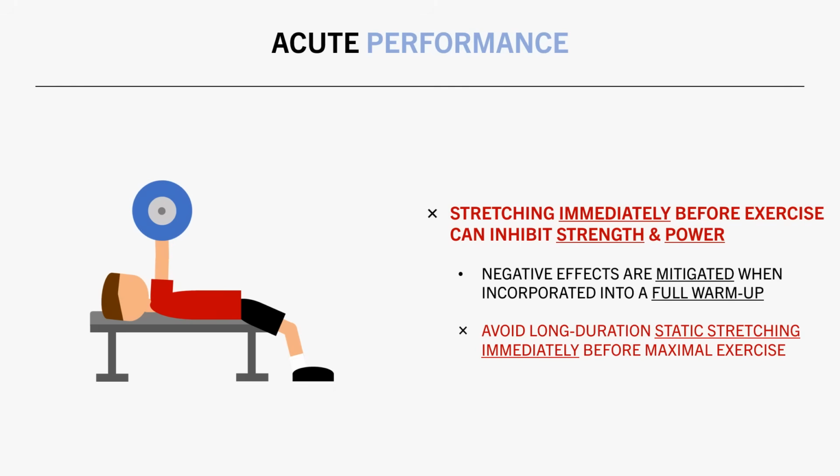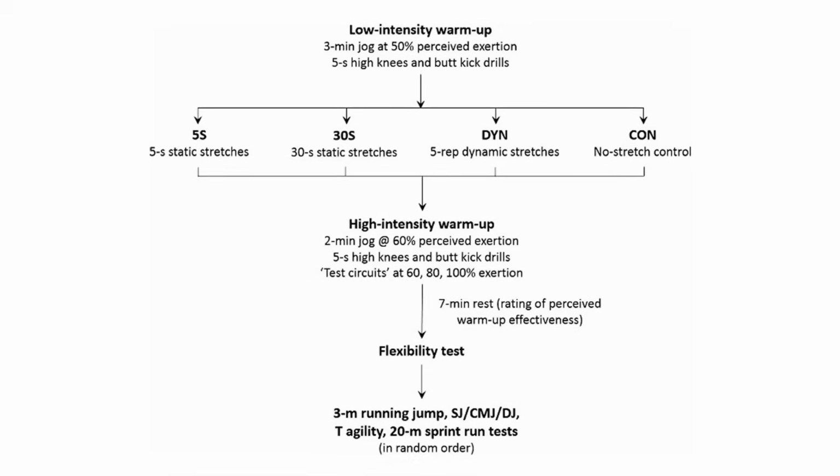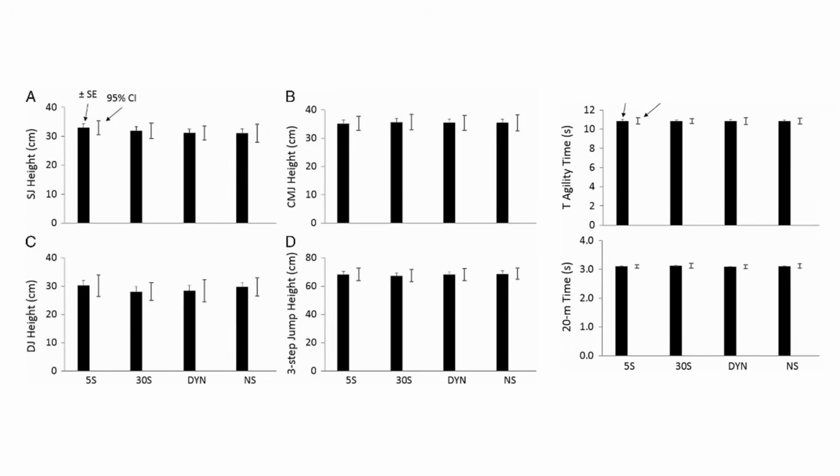For example, this study compared the effects of incorporating stretching into a comprehensive warm-up on athletic performance. On 4 separate occasions, 20 male team sport athletes performed a low-intensity general warm-up, followed by either short-duration static stretching, long-duration static stretching, dynamic stretching, or no stretching. This was then followed by a higher intensity warm-up before going through speed and power testing. It was found that during various tests of jumping, change of direction, and linear speed, performance was not significantly different after either of the warm-up routines.